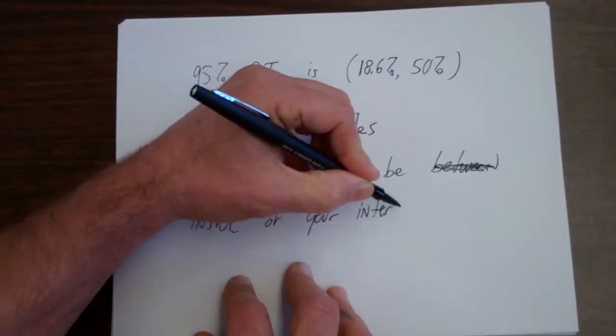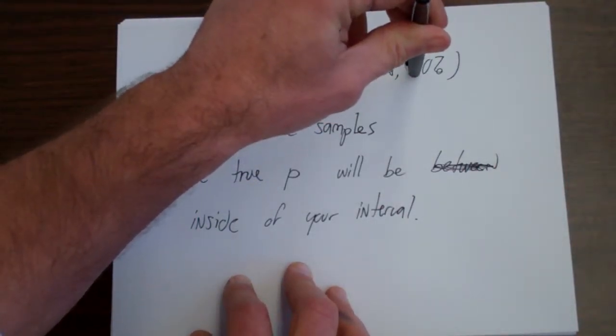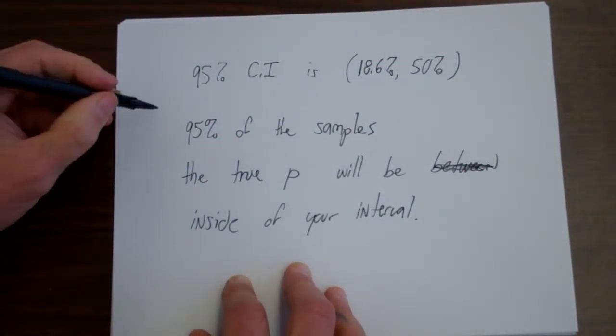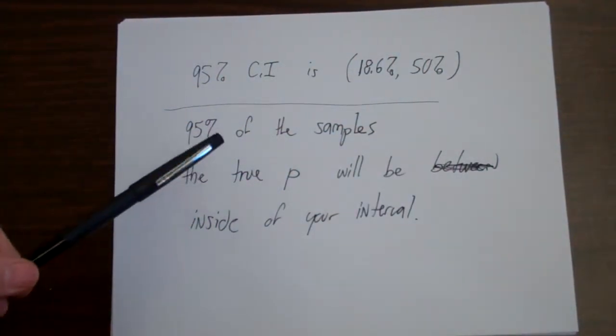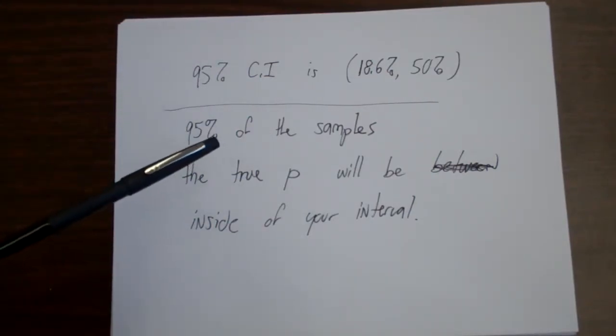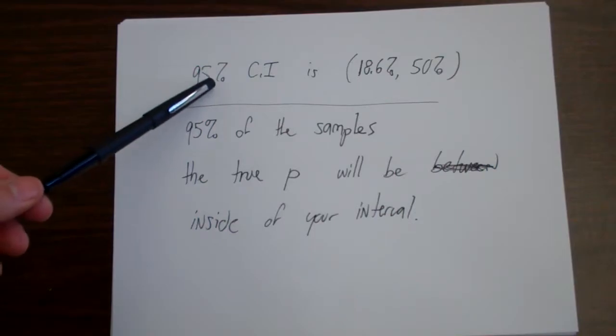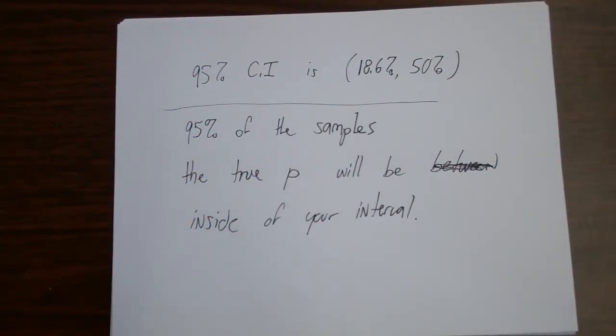You have to be very careful here. In fact, p is either in this interval or not. But what we're saying is that in repeated samples, in 95% of the samples, the true population parameter will be inside your interval. Another way to say that in English is that we're 95% sure that p is between these two numbers. Then we're done.